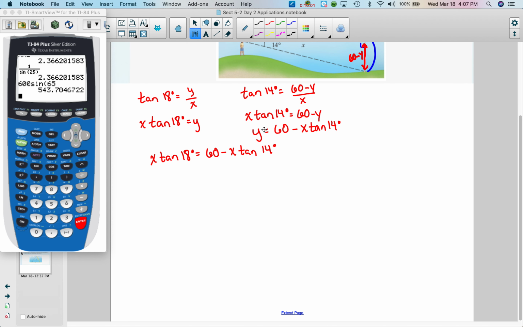Okay, so again, since they're both equal to y, by substitution, I could make them equal to each other. We did this in algebra too, except our equations were not as complicated. They didn't involve trig functions. Remember, we're trying to solve for x. So I need to get the x's on the same side. So I'm going to add this x tangent 14 to both sides. So I get x tangent 18 plus x tangent 14 equals 60. Now I've got an x in both terms here, so I'm going to factor out an x.